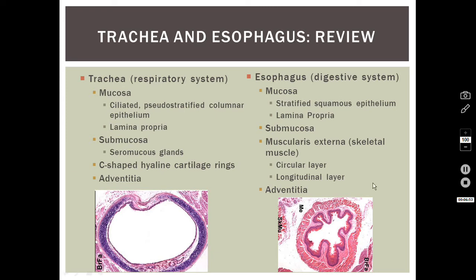If we look at the esophagus, you can see this is part of our digestive system. So we have stratified squamous epithelium in the mucosa, again with a little bit of lamina propria underneath. Then the submucosa without the seromucous glands. No hyaline cartilage. We have the muscularis externa, which at this point is skeletal muscle in a circular layer and a longitudinal layer, and then adventitia around all of that.